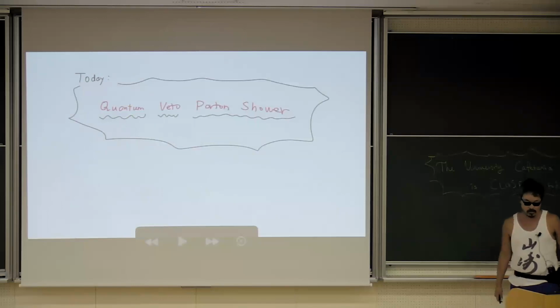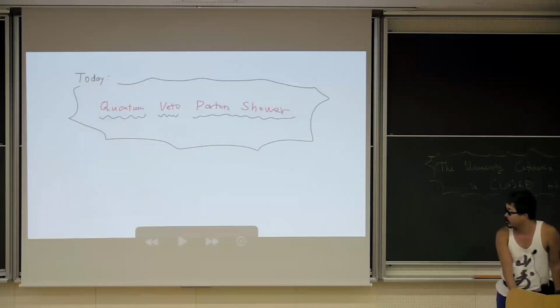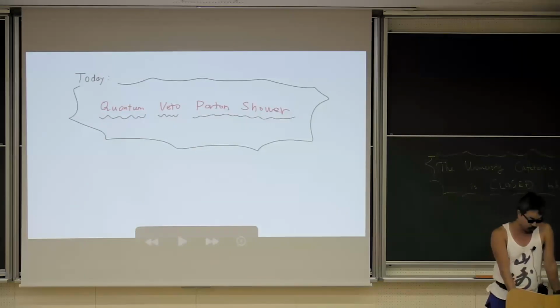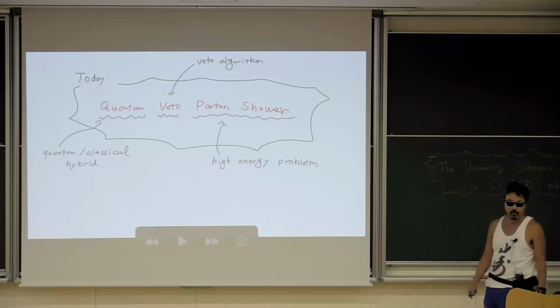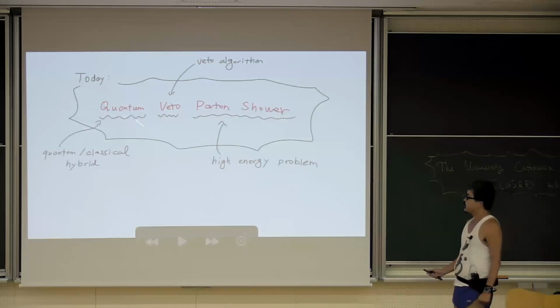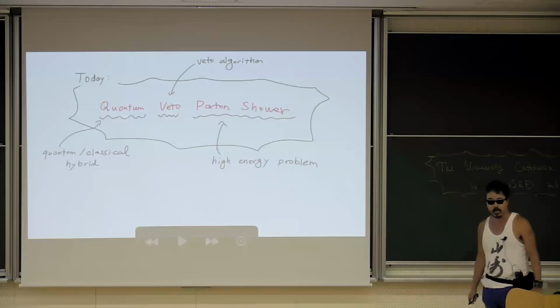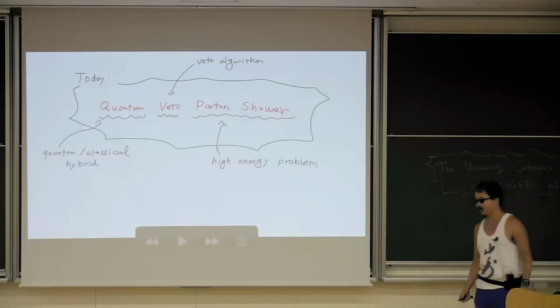I'm going to discuss the quantum veto Parton shower. So what are these? Well, you can just decompose. First of all, there is the word quantum, so it's a quantum algorithm, using quantum computers. In practice, it's actually quantum-classical hybrid. That's the philosophy: if there is something you can do easily with a classical computer, you should just do it.